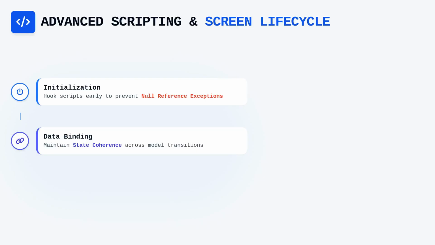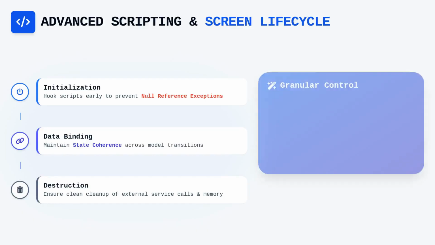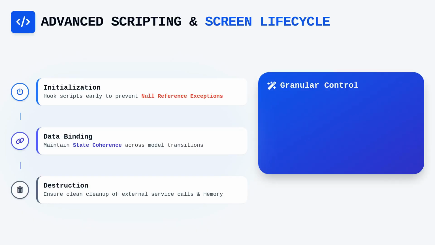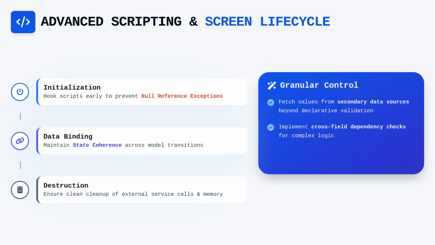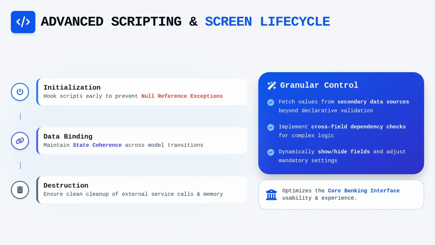If you intend to modify the data model or trigger an external service call, you need to ensure that your JavaScript functions maintain state coherence across these transitions. Consider the scenario where you need to perform a cross-field dependency check. Instead of relying on the standard declarative validation, an advanced script provides the granular control necessary to fetch values from secondary data sources. By manipulating the internal objects through the provided interface tools, you can dynamically show or hide fields and adjust mandatory settings based on the input of the current transaction, thus enhancing the usability of the core banking interface.